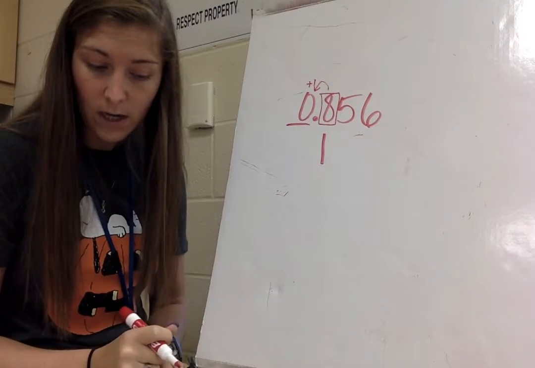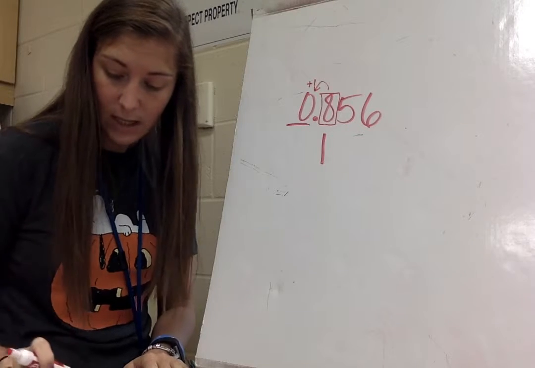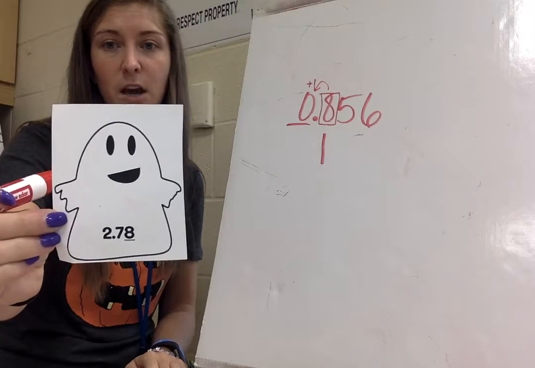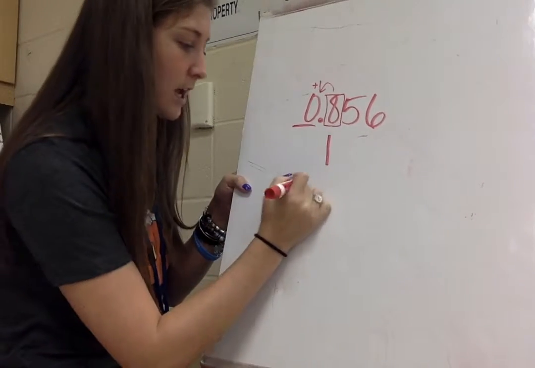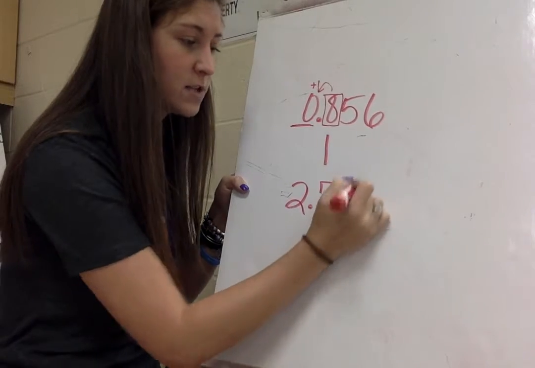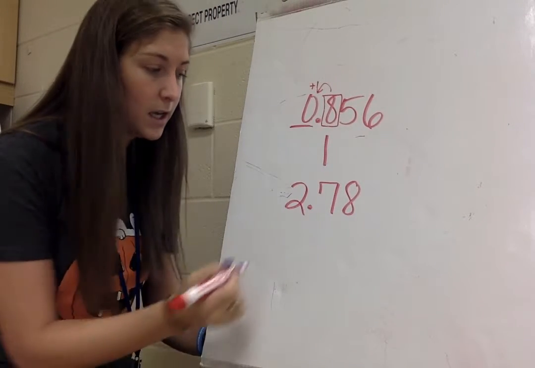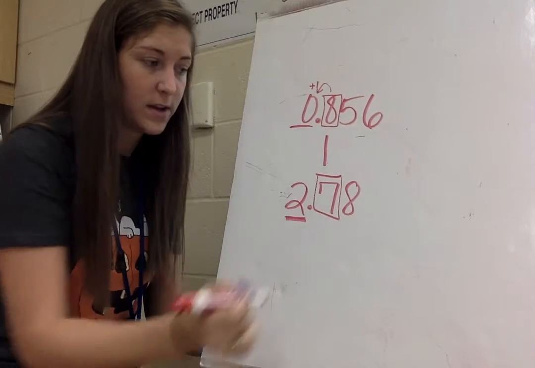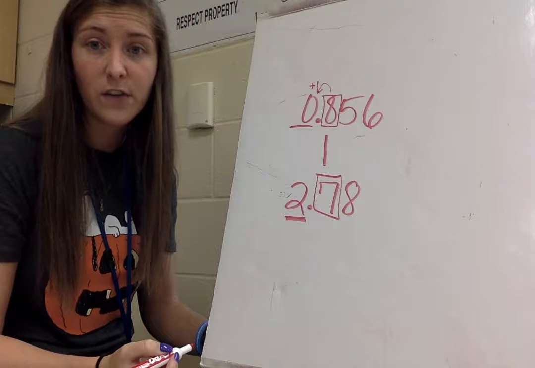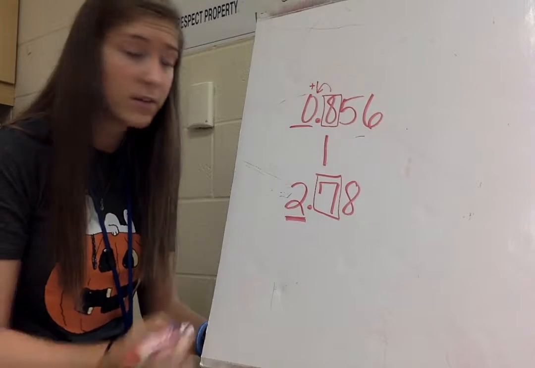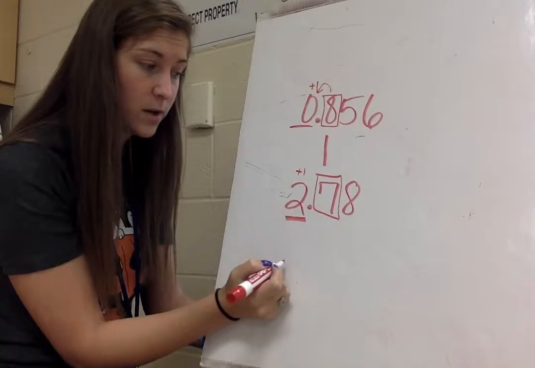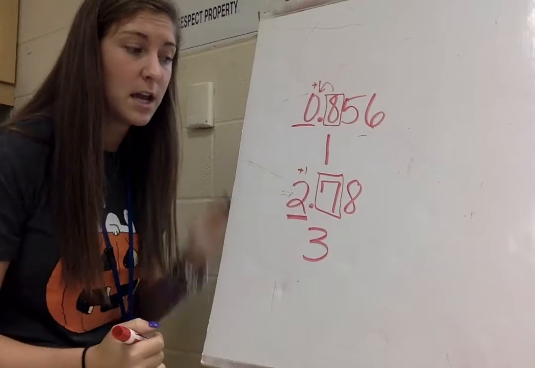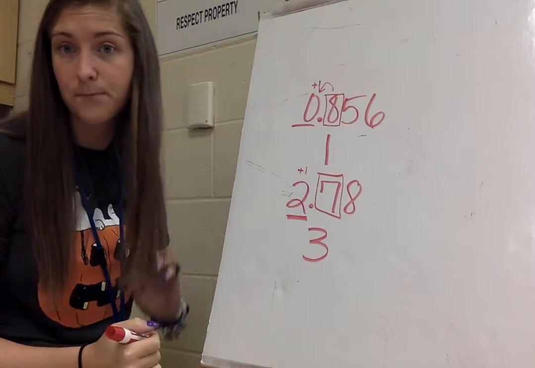Okay? What if I go back and look at this number again? 2 and 78 hundredths. Let's round it to the nearest whole number. My whole number right here is 2. The digit next door is a 7. Is 7 greater than 5 or less than 5? It's greater than 5, so I have to add 1 more to the 2. 1 plus 2 is 3. So therefore, 2 and 78 hundredths would round to 3.